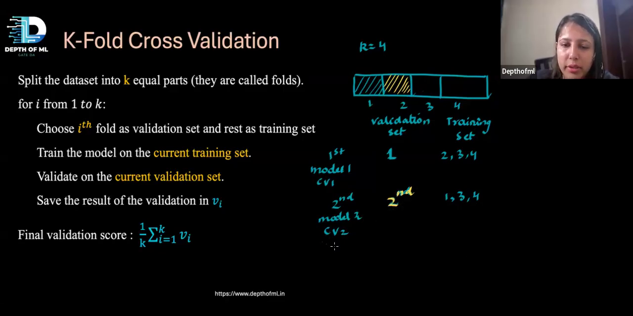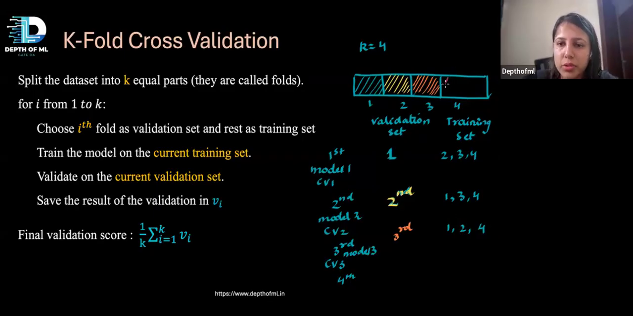Then again, you will train a third model, in which you will use your third split as your validation set. So this is your third split over here, and you will use 1, 2, and 4 as your training sets. You will add them up, all the data that is there in the first fold, second fold, and fourth fold. You will get an estimate CV3, and you will do the fourth. Obviously you're training model 3 here.